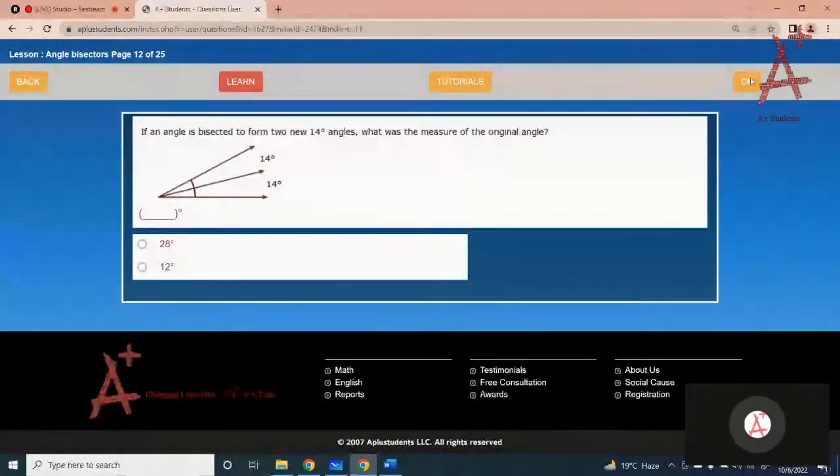If an angle is bisected to form two new 14-degree angles, what was the measure of the original angle? 14 times 2 is 28. That means it is 28.